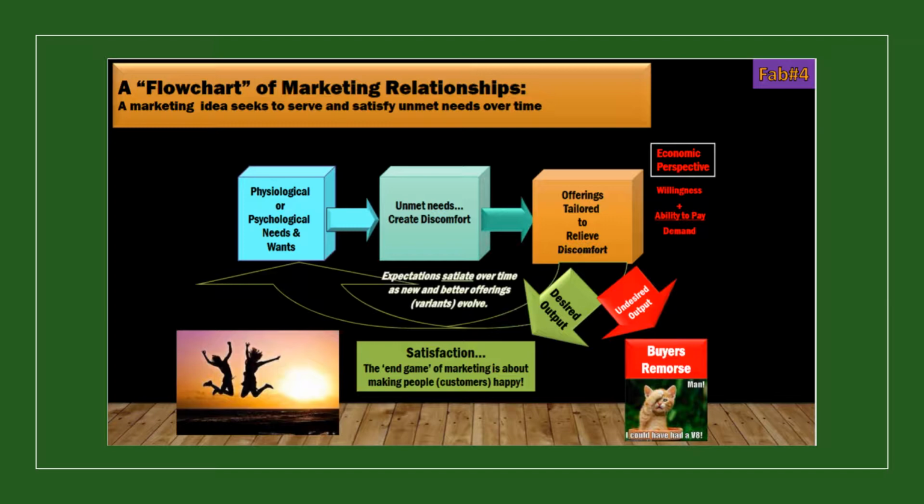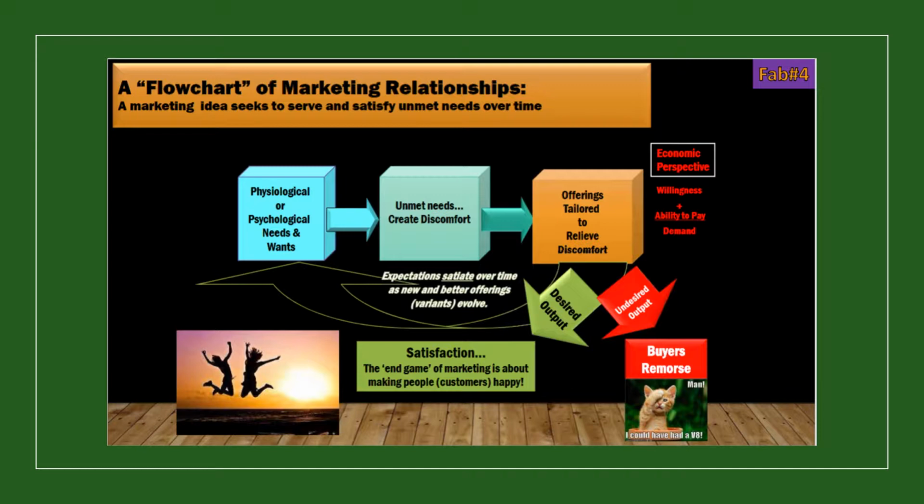Today we will be looking at the flowchart of marketing relationships. In order to develop successful products or services, you must first identify unmet needs of the targeted market. There are different types of needs, such as physiological and psychological needs. Physiological needs are needs that keep us alive and well, such as food, water, and shelter. Psychological needs keep us sane or generally increase our well-being, such as love, friendship, and familiarity.